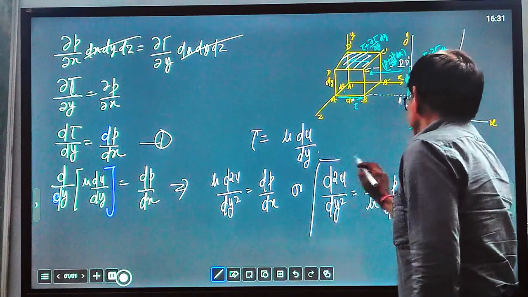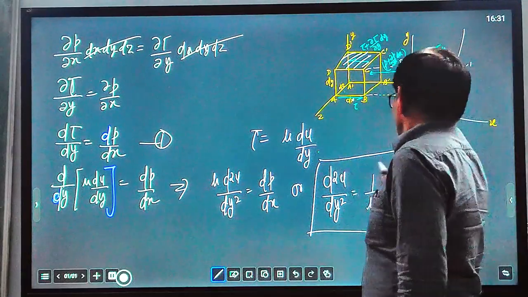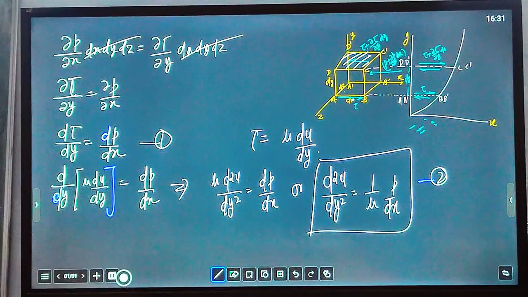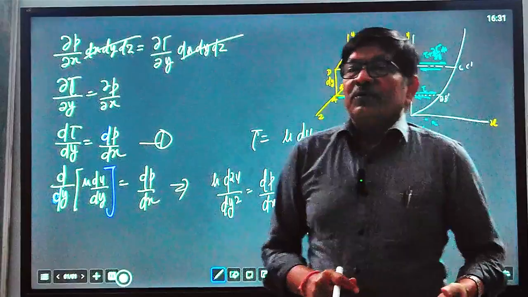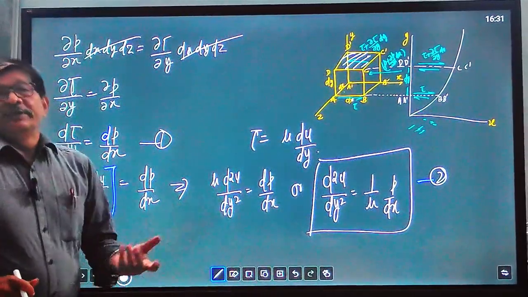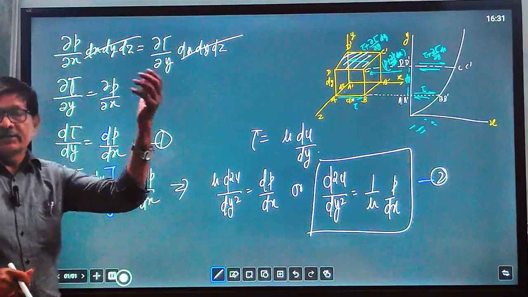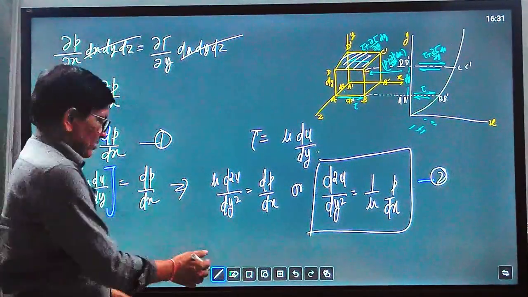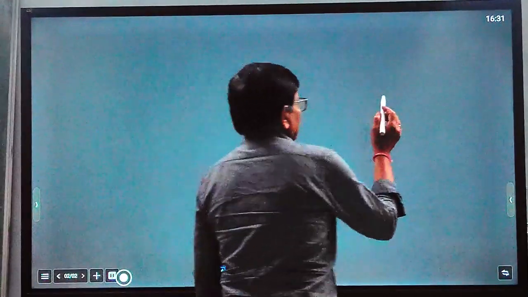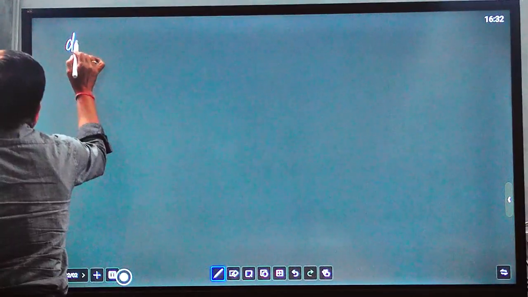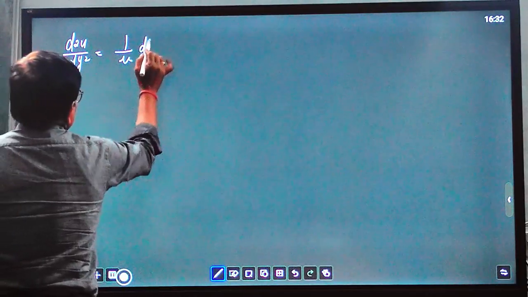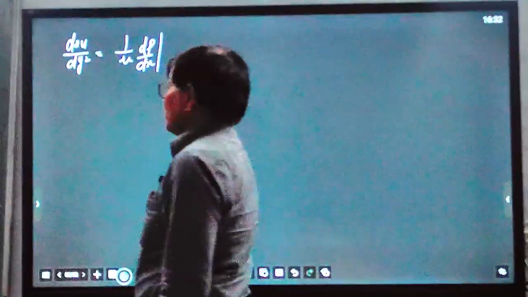So this is the relationship. These are two equations, equation number 1 and equation number 2. These equations we will use in the derivation of the flow between two parallel plates. This is a cardinal relationship we have to remember for further derivation of particular cases. So now we first discuss flow between two parallel plates. This equation we have to remember: d square u over dy square equal to 1 upon mu dp over dx.